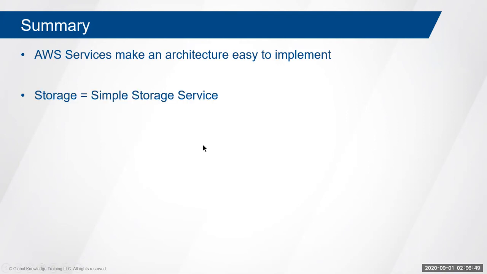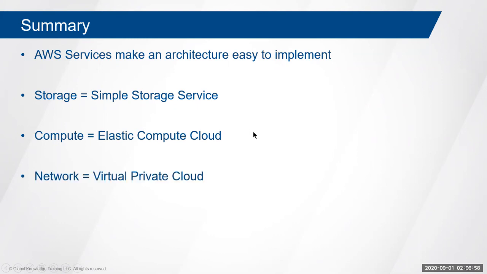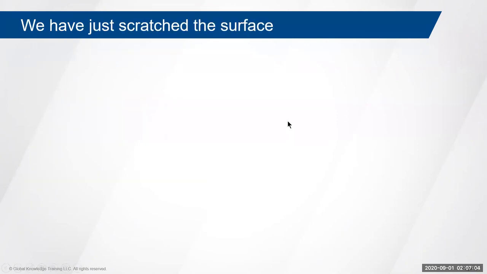When we look at the different services available, I showed you the simple storage service, or S3. For computing power, Elastic Compute Cloud, or EC2. And for our network, our virtual private cloud, or VPC. As I said, these are the basic building blocks. That's it. We've just scratched the surface.